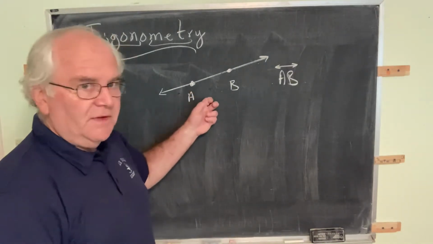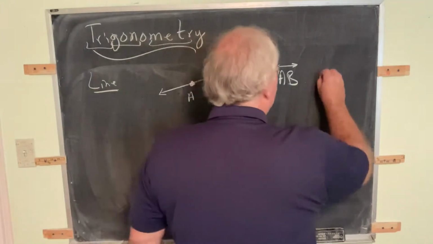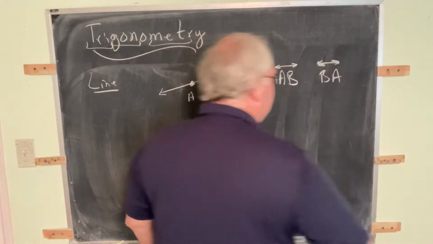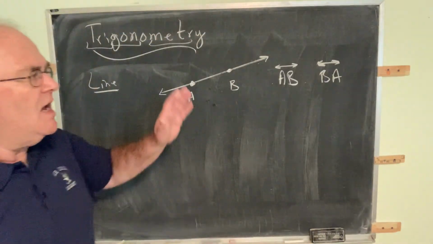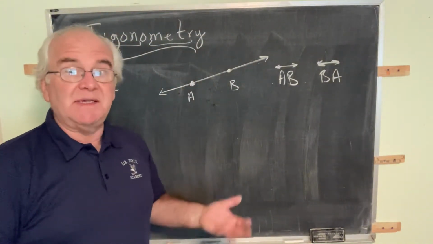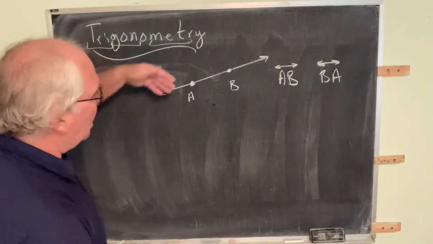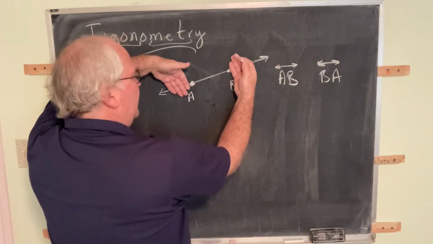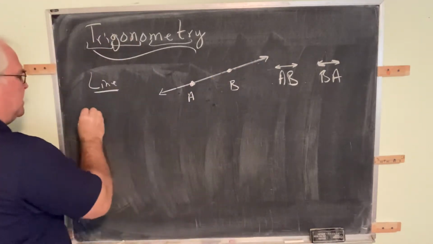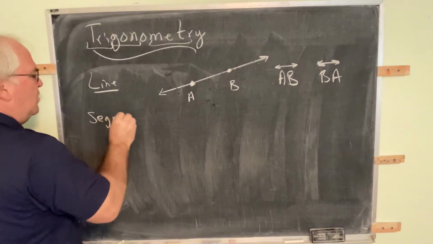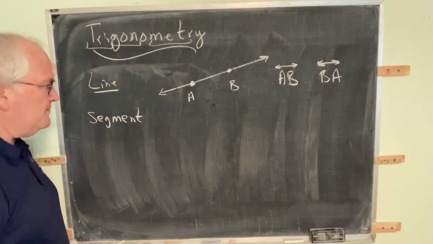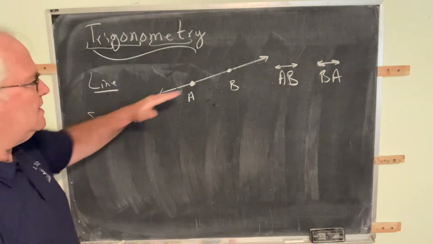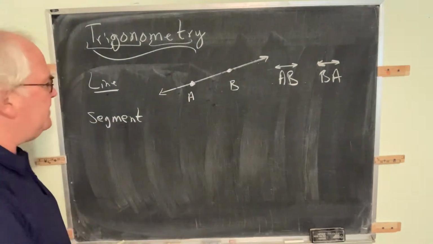The order for this is irrelevant. And so if we write BA, that is, in most circumstances, there are some exceptions, but in most circumstances that is considered to be the same line. Now, if you do not want to include the part that extends beyond the points between A and B, then we have what's called a segment. So there's a difference between a segment and a line. A line contains the segment. A segment is a portion of the entire line.